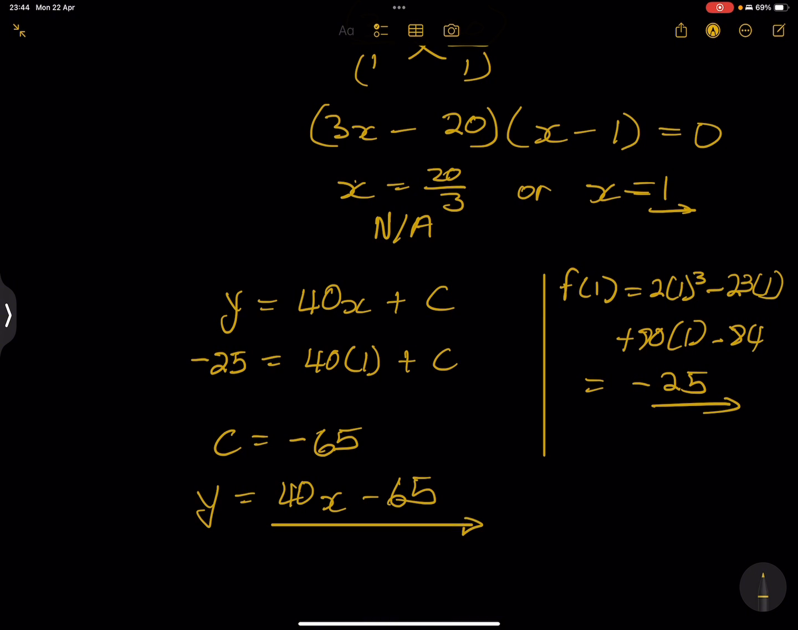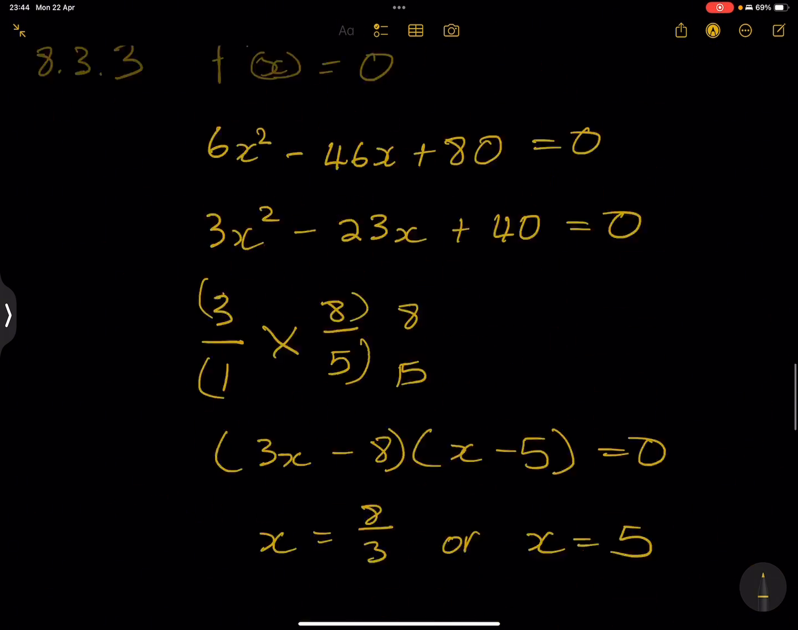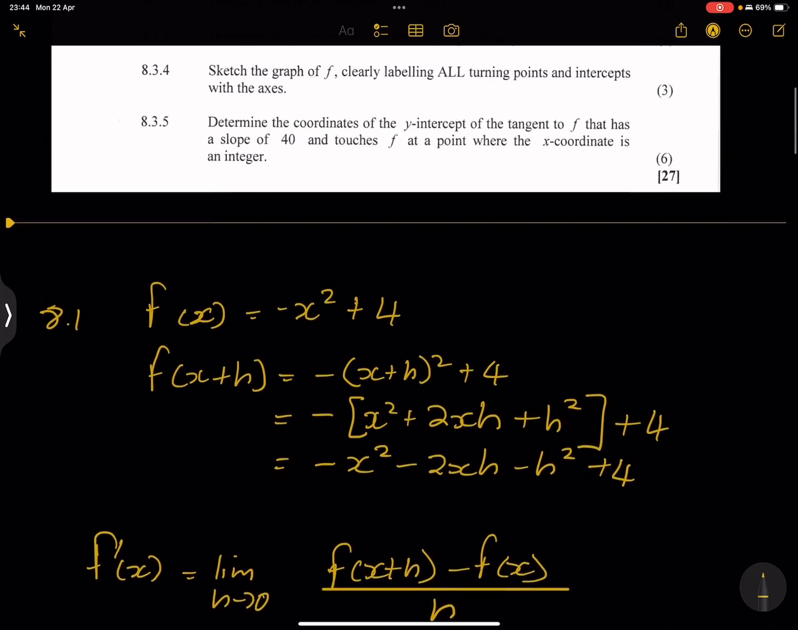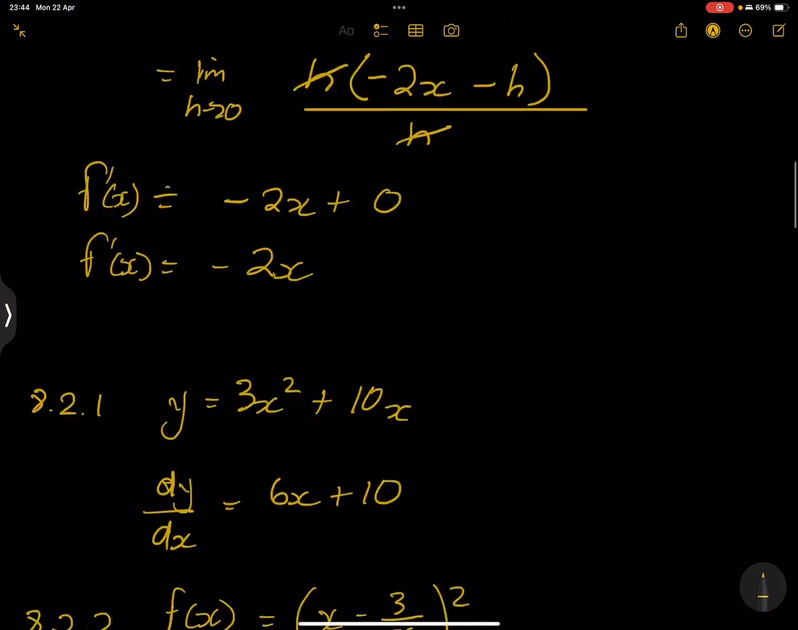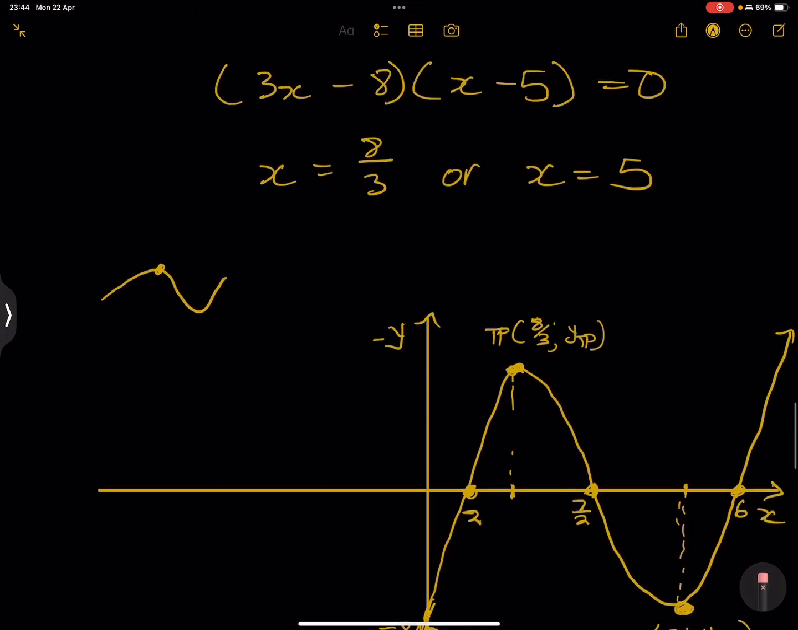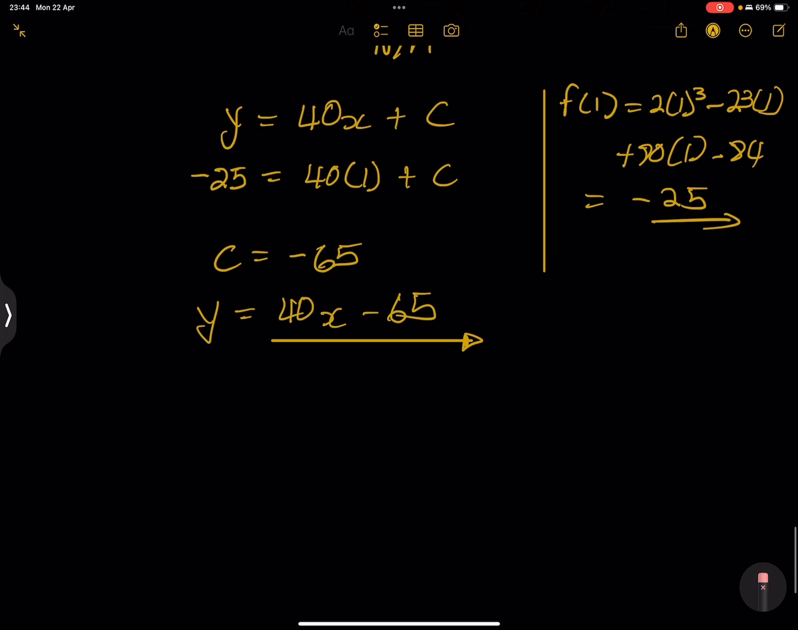So this is where the gradient is actually equal to 40. That's the equation. But in this case, is that what they were looking for? They said the y-intercept. Actually, the y-intercept is just simply the value that we got there, which is minus 65. Ladies and gents, that brings us to the end of that question. All right, we'll look at the next one in just a few.